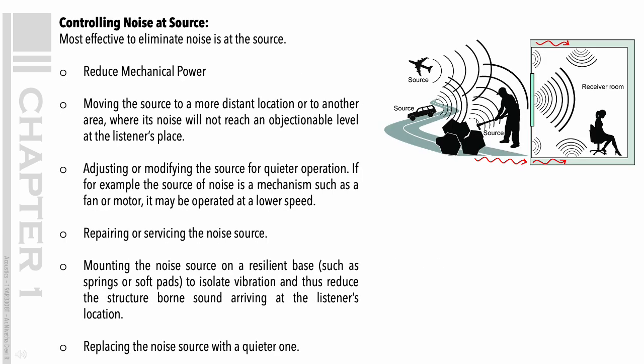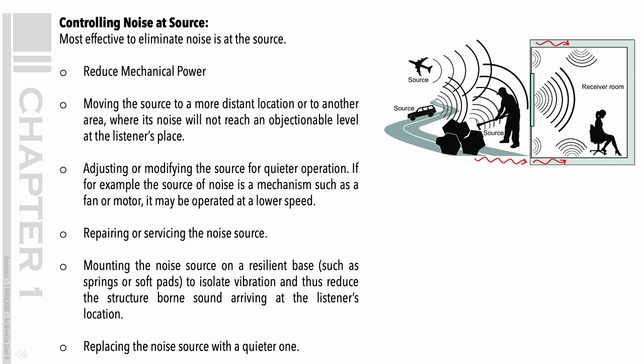Most effective to eliminate noise is at the source. Reduce mechanical power. Moving the source to a more distant location or to another area, where its noise will not reach an objectionable level at the listener's place. Adjusting or modifying the source for quieter operation. If for example the source of noise is a mechanism such as a fan or motor, it may be operated at a lower speed. Repairing or servicing the noise source.